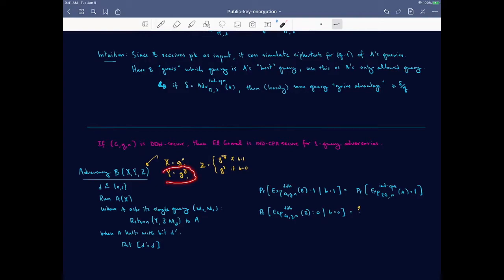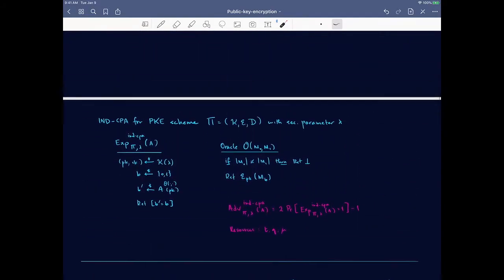This thing can play the role of capital R because it's just renaming, right? Little y is a random exponent. Little r is a random exponent. You take g to the little y, that's the same as g to the little r. As long as the exponent's random, the distribution's the same. So we can actually use this in place of r, the per message randomness that we need for encryption.